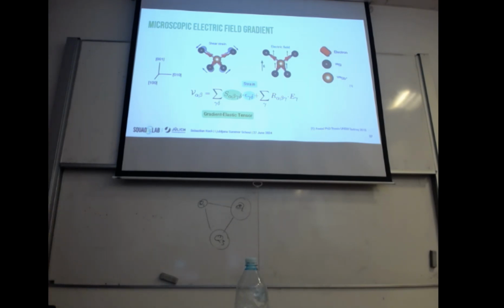It gets simpler if we have a specific geometry. On the other side, we can also use an electric field, which is just a vector and needs to be translated into a tensor, so we have the third order tensor. These can be either measured or calculated. So what we have is strain that couples to the gradient elastic tensor, that couples in the end to the Hamiltonian of our energy levels of the nuclear spin.